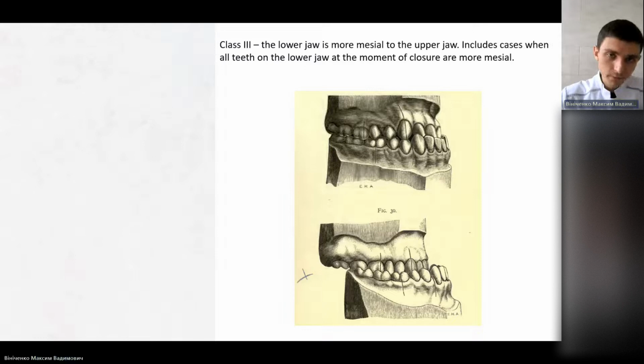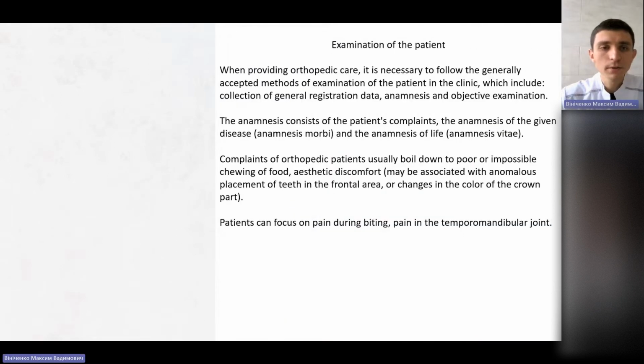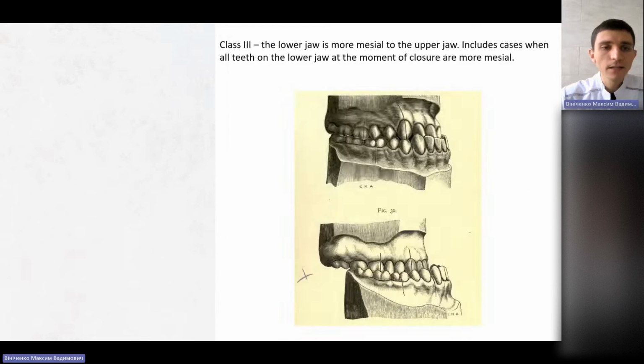Why? Because the first permanent molar and permanent canines, they are located on the upper jaw, they are located distally, when they need to be normal. So we could say that the dental classification in this patient is a class 3 pathology. And we will have another patient.